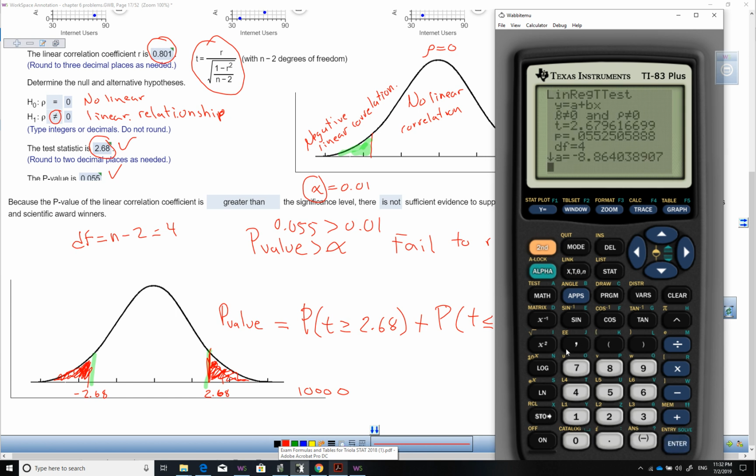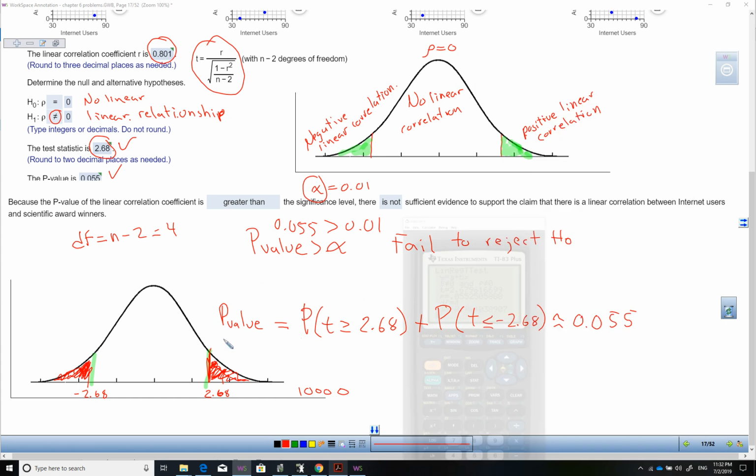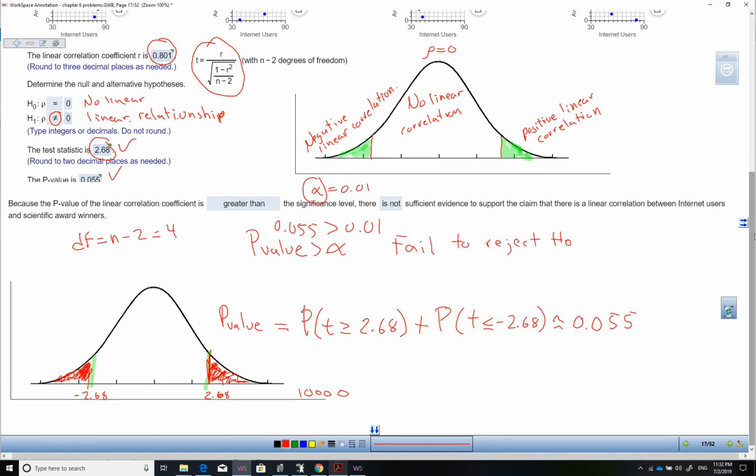doing the long way. So it's always good to know how to calculate the p-value, just to reinforce the concept. Okay, so this is how you do this problem.